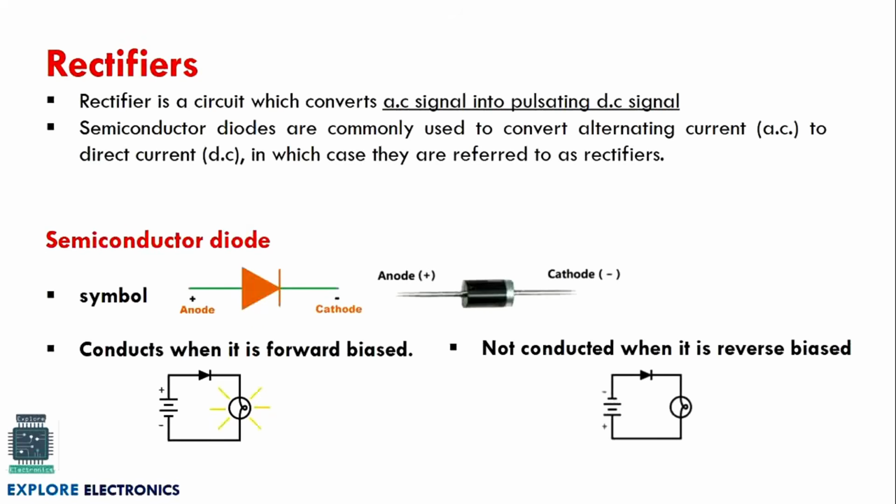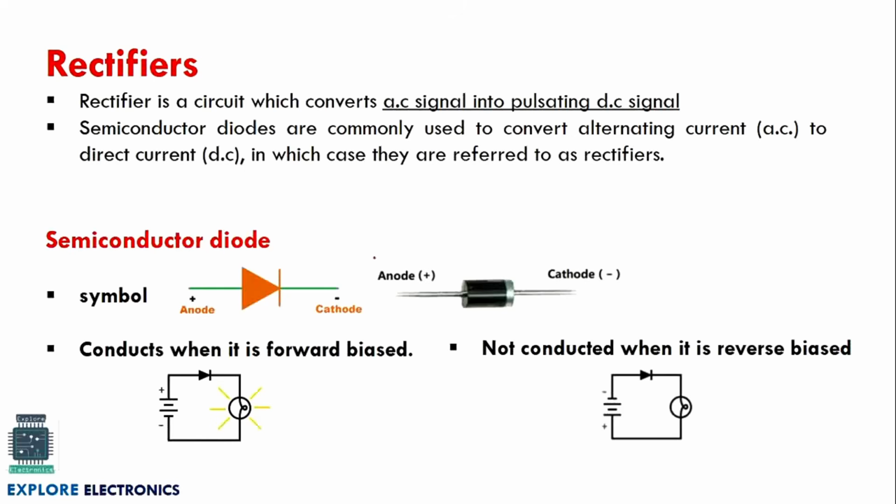So here we need to understand AC signal to pulsating DC, meaning the DC signal coming out of the rectifier will be having an AC component, which will be called pulsating. And here, generally, we are going to use semiconductor diodes to convert the alternating current, or alternating signal, to direct current or the direct signal.